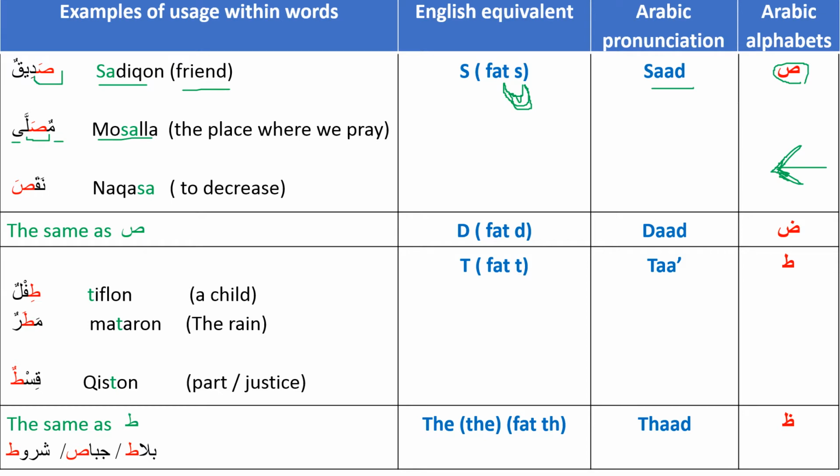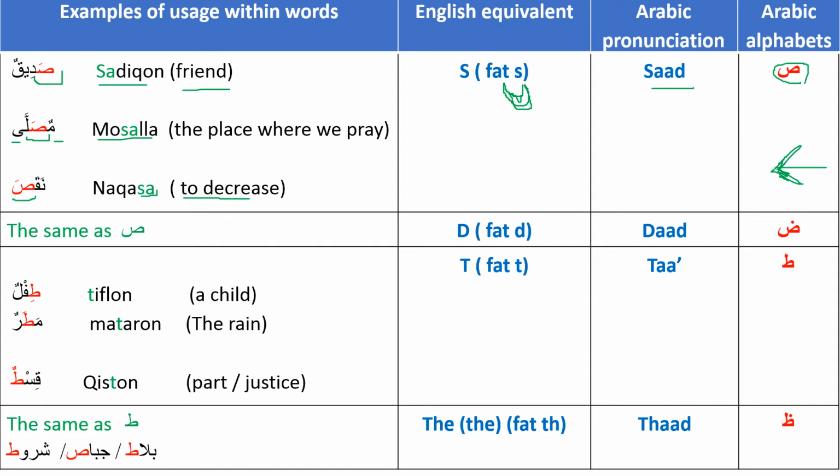And if you are to write it at the end, it must be attached to the letter that comes before it. Nice. Like in the word here, naqasa, which means to decrease. You can say nafasa or naqasa. Sin, sad. Great.